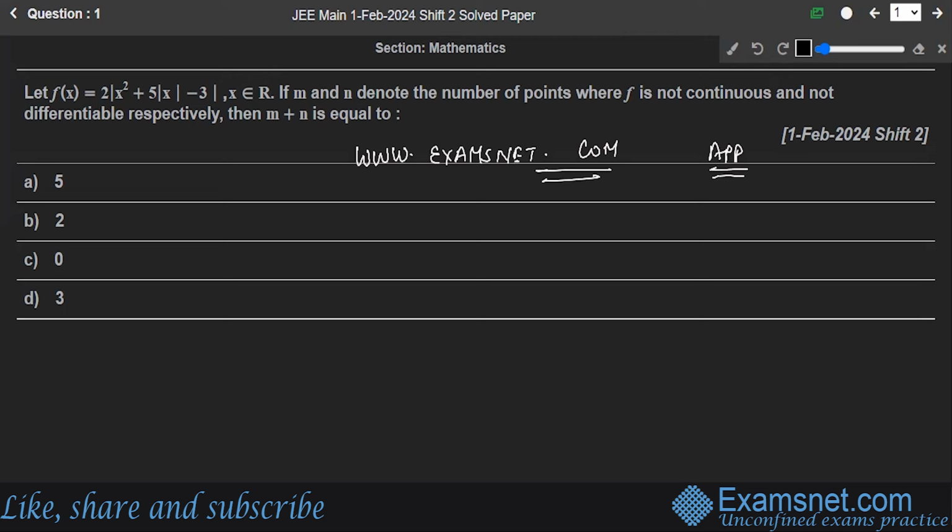Students, today I'll be solving the JEE Main 1 Feb 2024 shift 2 paper. That was your evening paper. In this particular video, I'll be solving the mathematical part only, for 30 questions. A very best of luck.